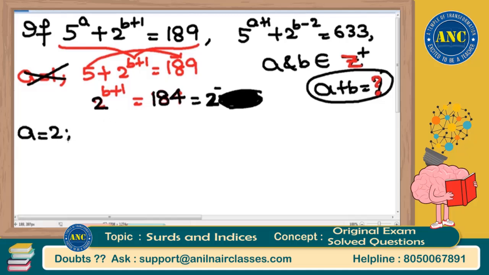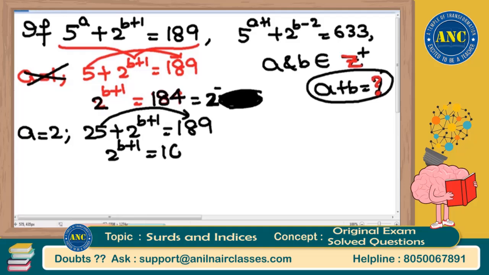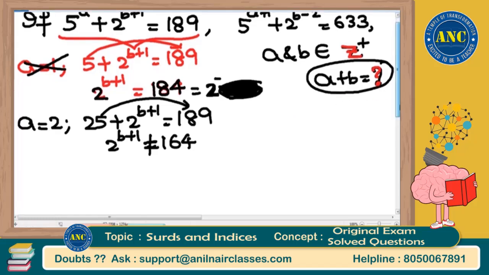Similarly, if I put a value 2, 5 square is 25. 25 plus 2 power b plus 1 is 189. So 2 power b plus 1 will be equal to 189 minus 25, which is 164. 164 is also not equal to 2 power something. It cannot be expressed as 2 power something. A value cannot be equal to 2 also.